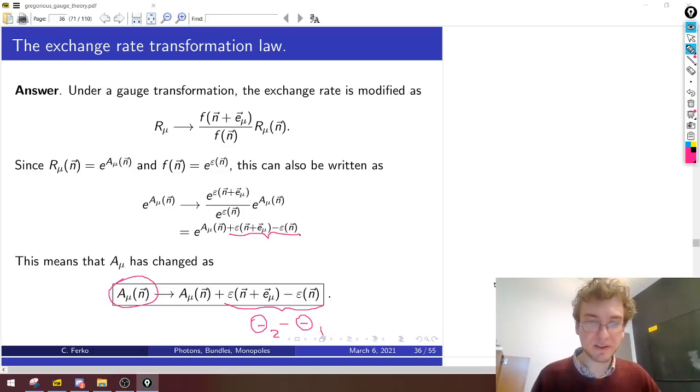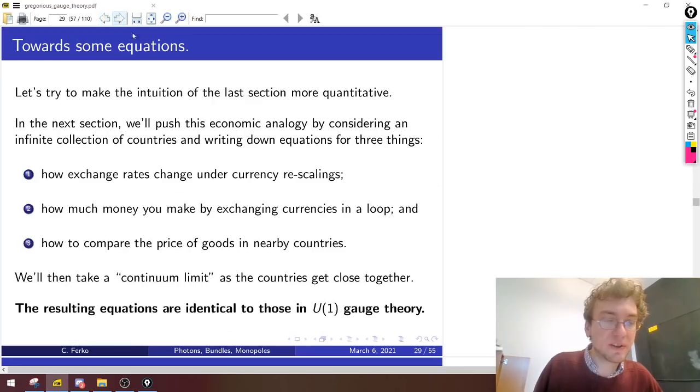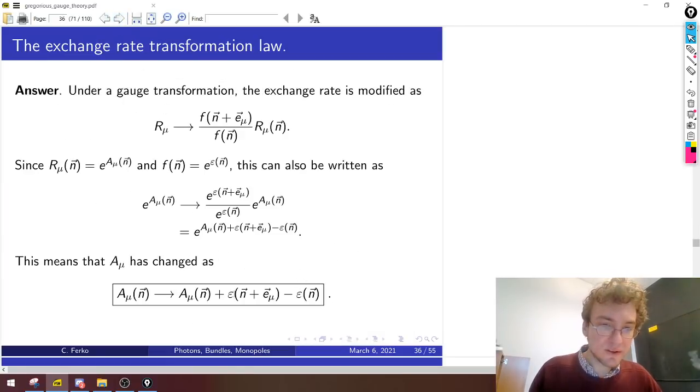Now I boxed this equation because this is answering basically, at least in the discrete case, the first question we wanted to do in this section: how exchange rates change under currency rescalings. So that's done, the first answer we wanted. So this is a useful equation. It will look a little more familiar at the end when I take the continuum limit, which will be quite fast. But for now, just keep this in the back of your head.